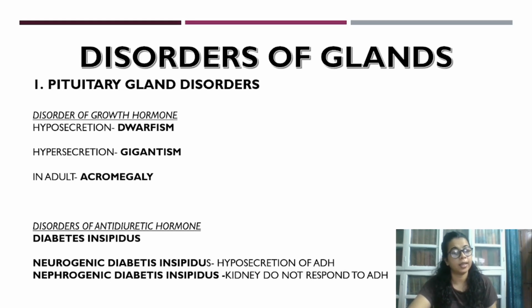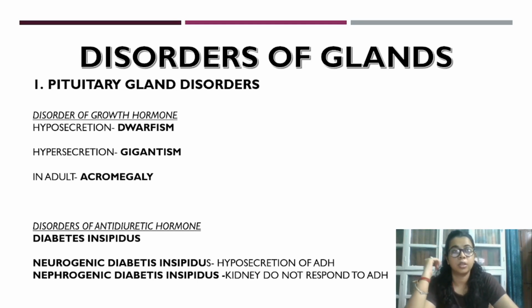Then what will happen if there is hypersecretion? It will result in gigantism. Gigantism means tall height. That is, the person will be very tall in height, but their body proportions will be normal, only the height will be very tall. Whereas in case of hyposecretion, the stature of the person will be very short, and the skeletal growth also will be reduced.